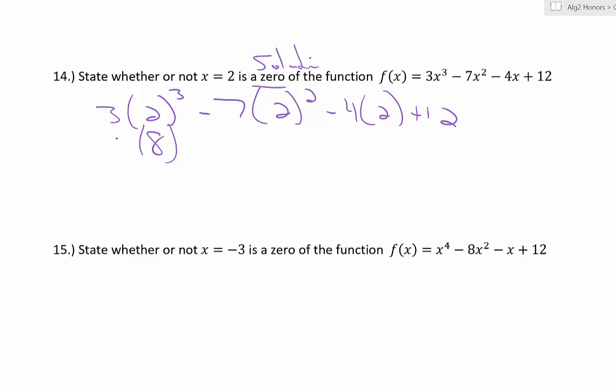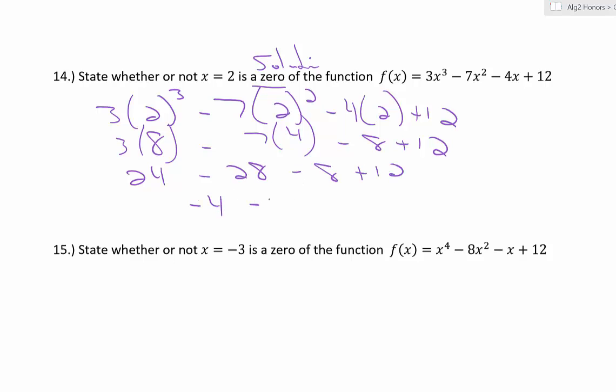So I have 8 here times 3. I get 4 here. And I have minus 8 plus 12. What do you know? 24 minus 28, negative 4, minus 8 plus 12, negative 12 plus 12. I get 0, so that checks out. If I just want to make sure, I could use synthetic division as well.